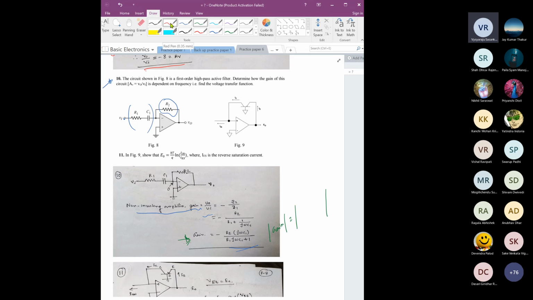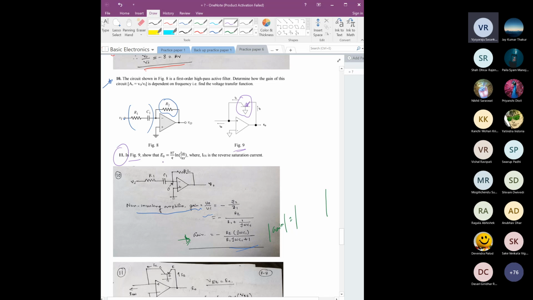Okay, then let us see this question. Next question, question number 11. In figure 9, that is this figure, we have connected a bipolar junction transistor, and this arrow is also given. So this is a bipolar junction transistor connected in this feedback path whose base has been grounded, right?